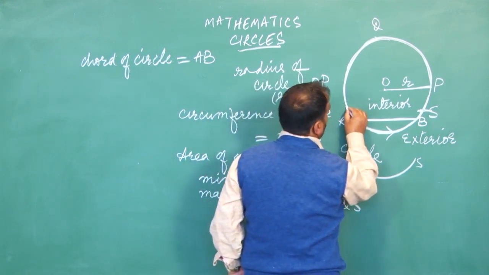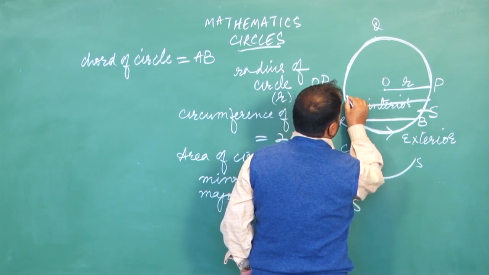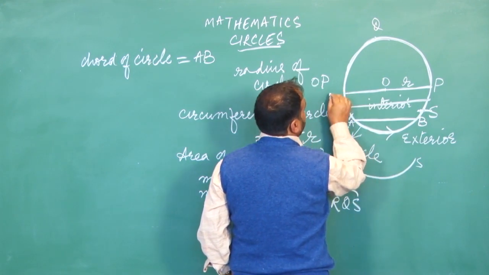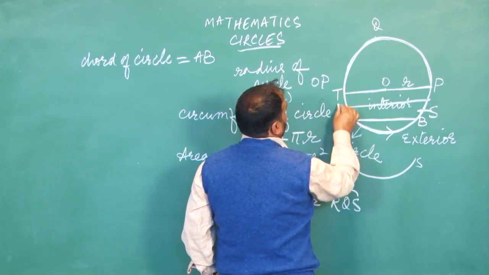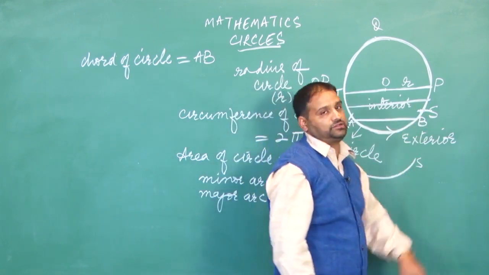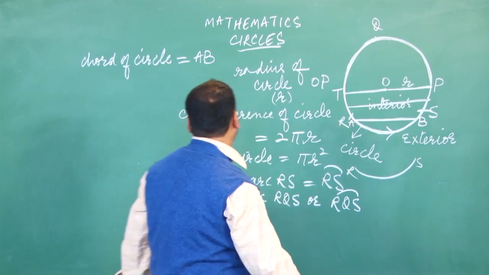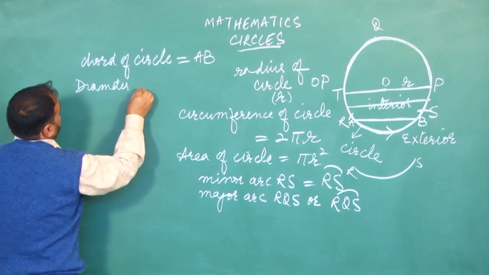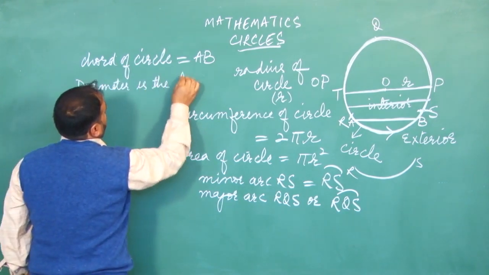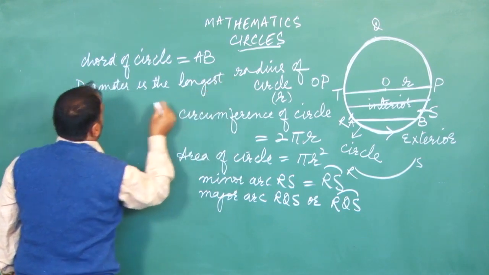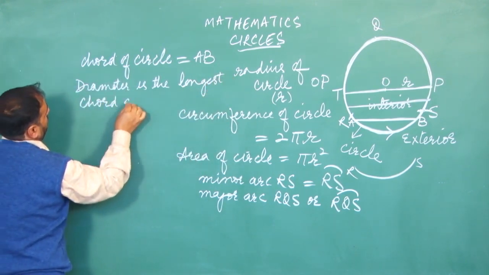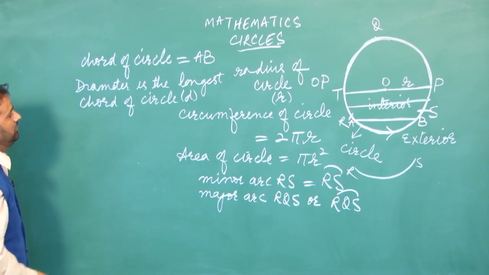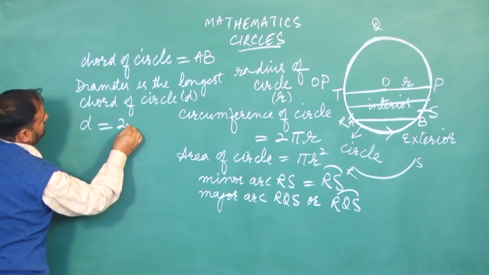If we keep drawing the chords, it becomes larger and larger. Ultimately, we move through the center of the circle. This will be the largest chord of the circle. In fact, the largest chord of the circle that passes through the center is called the diameter. The diameter is the largest chord of the circle. Note down, diameter is the longest chord of the circle. And this diameter can be denoted by D, and we can find out that diameter is always twice its radius.